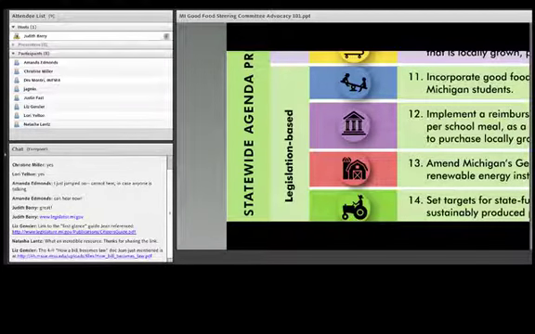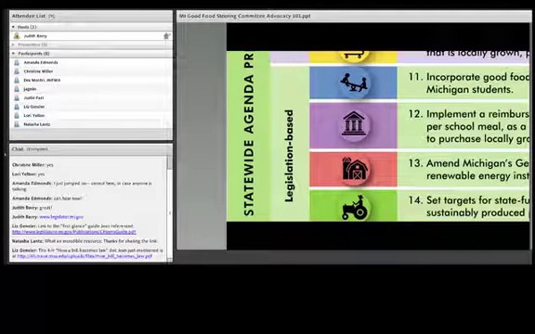So number 12 has to do with implementing a reimbursement program to provide an additional 10 cents per meal to supplement existing school meal funds in order to purchase locally grown fruits and vegetables. That's okay, it's just a snapshot of that page.